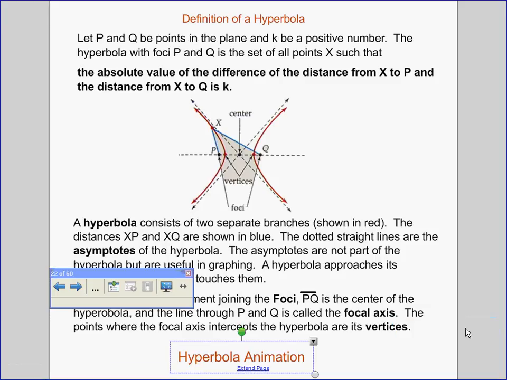Section 11.2, we're going to continue with conic sections, and we're going to talk about the parabola. So first of all, for the definition of a parabola, it's going to be the absolute value of the distance from x to p, and the distance from x to q is going to be k.